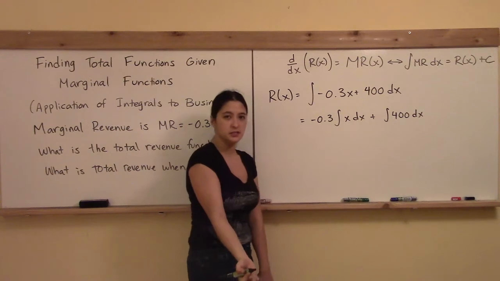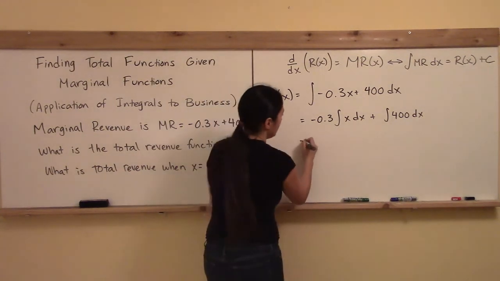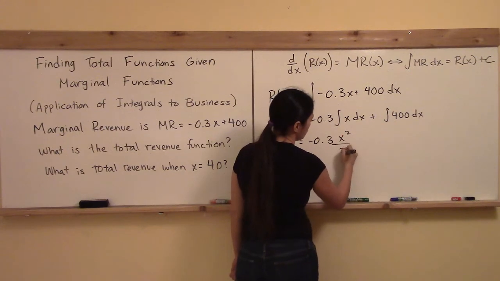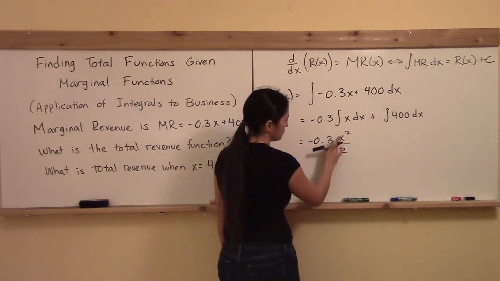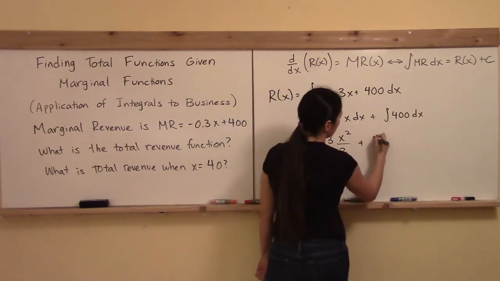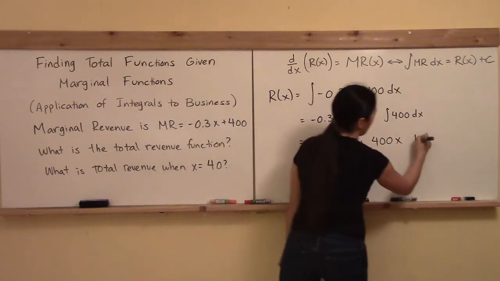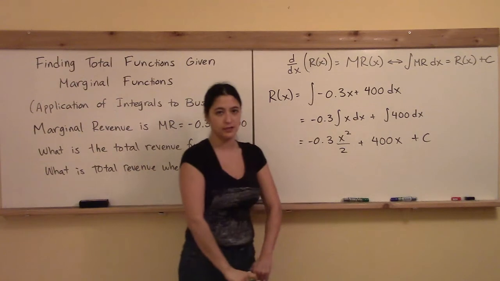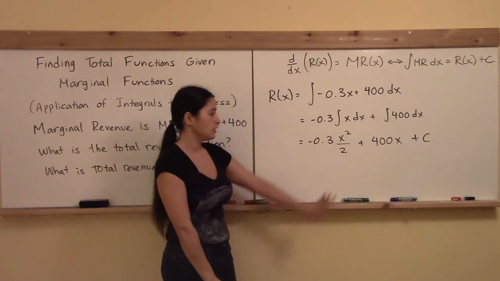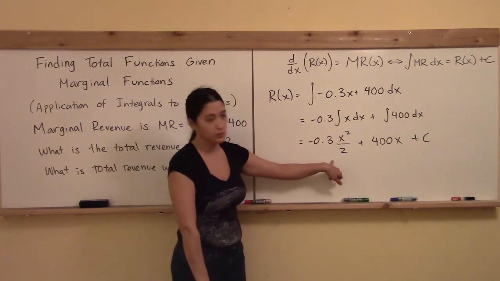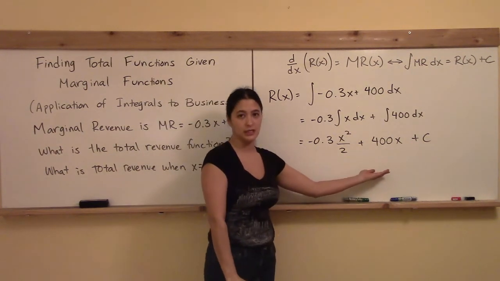So if you like, you can see the question as this. And of course the integral of x is x squared over 2. So that's going to be the first term right there. And then the integral of 400 is 400x. And then don't forget, there's always a plus c term right there on an indefinite integral. Okay, so the answer is negative 0.3x squared over 2 plus 400x plus c.